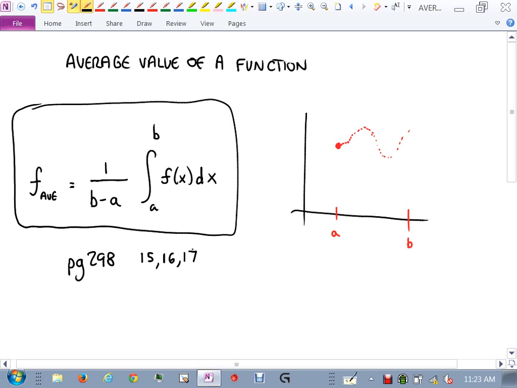Now, do you think that a function has to achieve its average value? Let's say we take the average value of a function and the average value comes out to be 10. Do you think that somewhere in there, the height of the function must be 10? I'm saying exactly, though. Exactly.